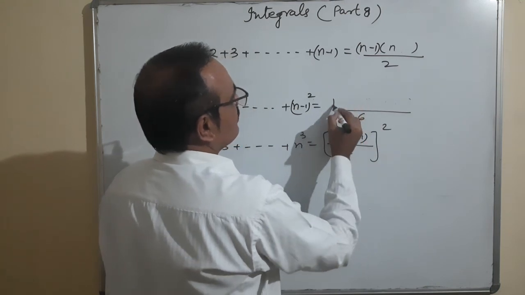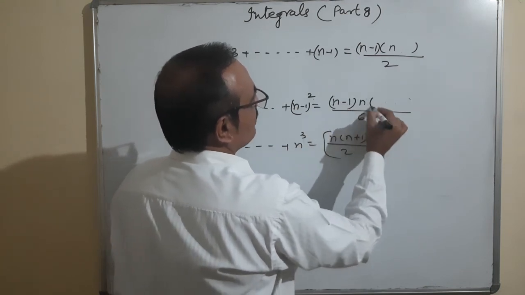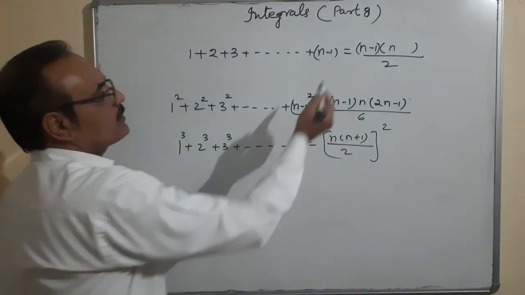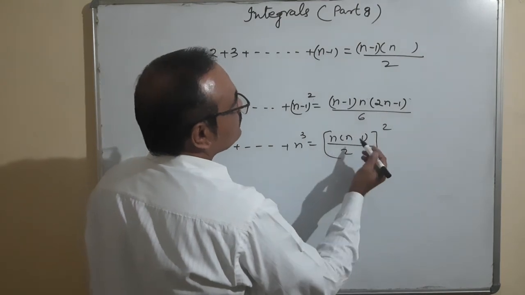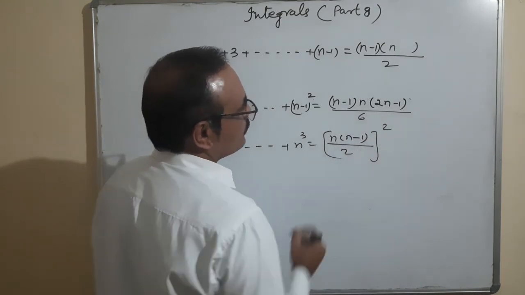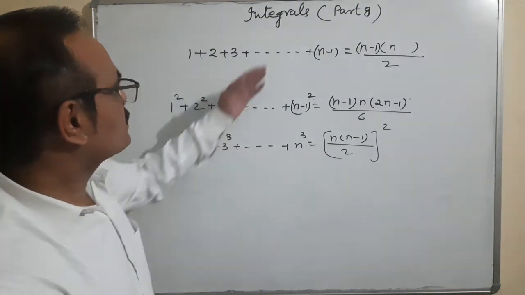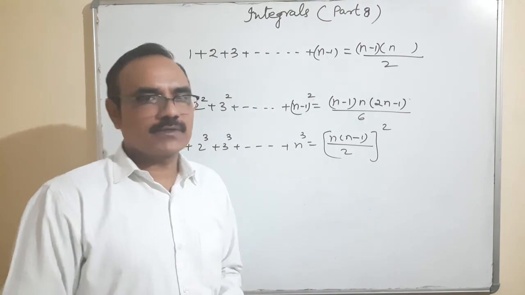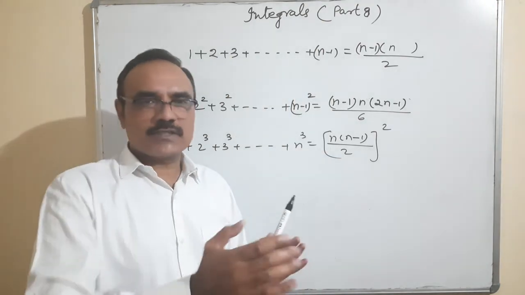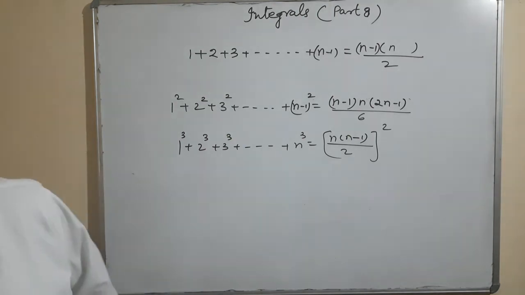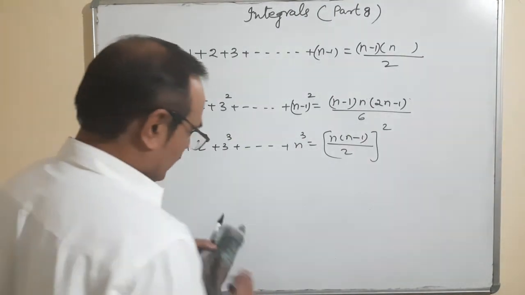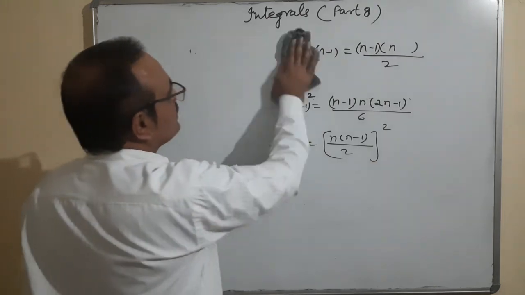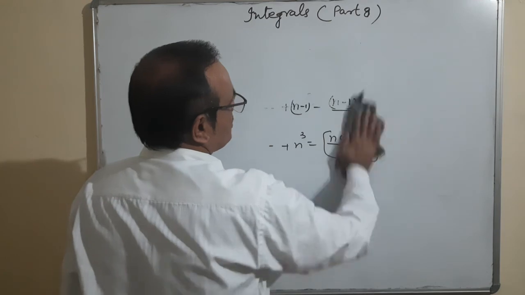What is it? It is (n minus 1) into n into (2n minus 1) upon 6. And the sum of cubes of n natural numbers is the same as ((n minus 1) into n upon 2) whole square. Okay. So you will remember these three formulae up to the sum of n minus 1 terms, not up to the sum of n terms, because in the exercise we have to use series up to n minus 1 terms. Okay. So these are the three formulae. These are the sum of first n terms, sum of squares of n terms, sum of cubes of n natural numbers or terms.